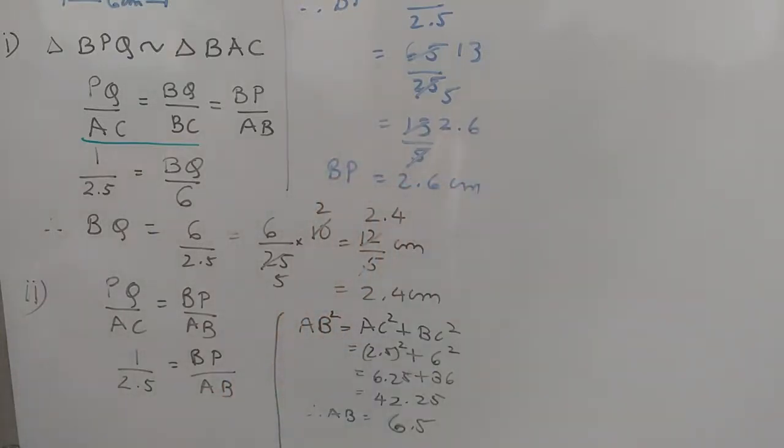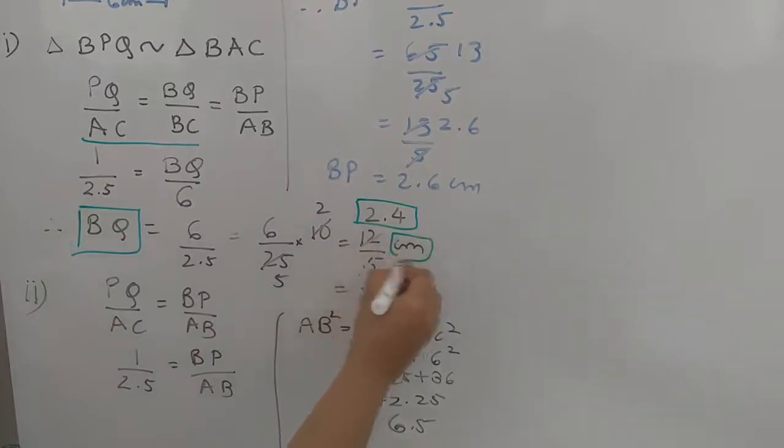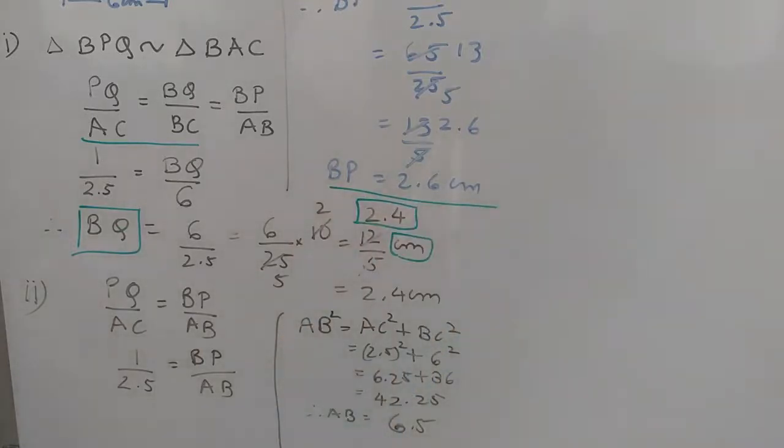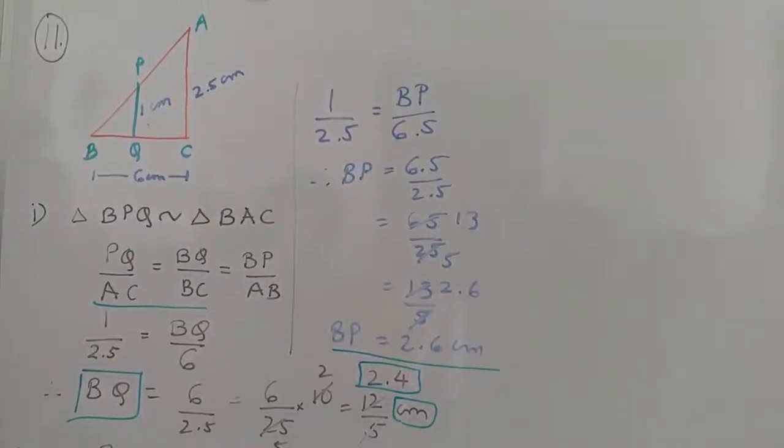So accordingly we get two values here. BQ is 2.4 centimeters and BP is 2.6 centimeters, which are the answers of our question number 11. This is the figure you can see.